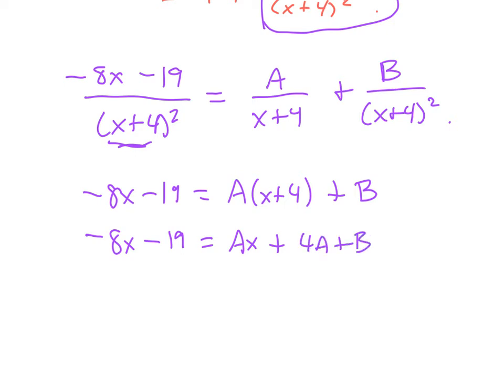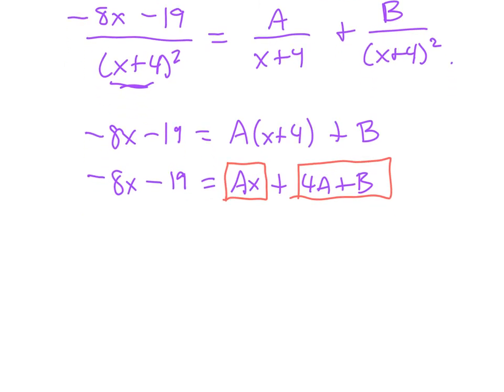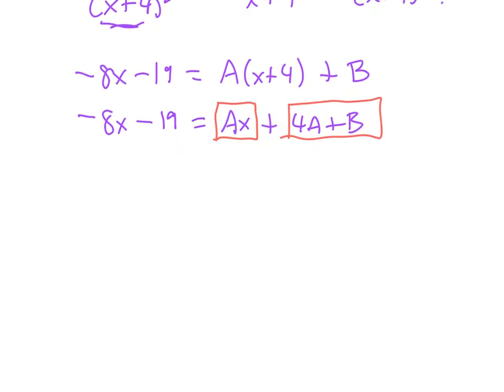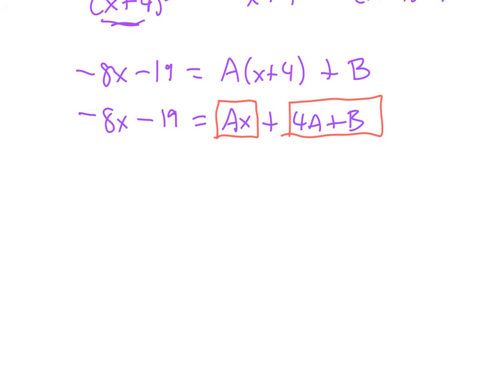And I look at that, that's a linear polynomial in x, and it's got a linear term, which is ax, and a constant term, which is 4a plus b. And it turns out the algebra on this is actually a little bit easier than the algebra I did in the last example in the previous video, because you'll notice this is the only linear term I have over here, ax, and this is the only linear term I have over here. That means that a has to be equal to -8, and that's that.